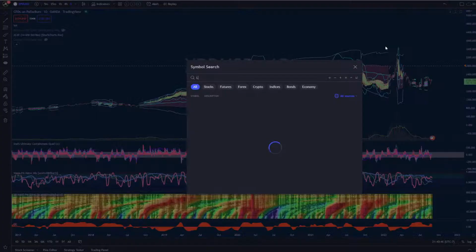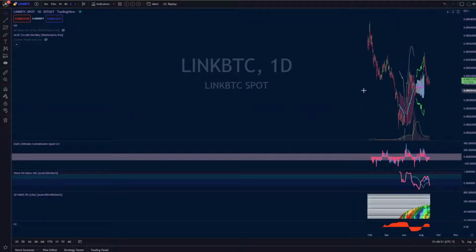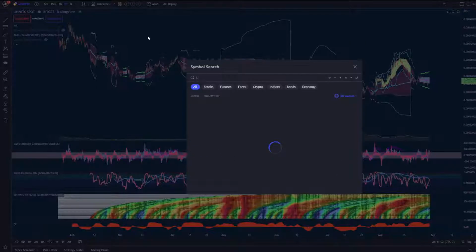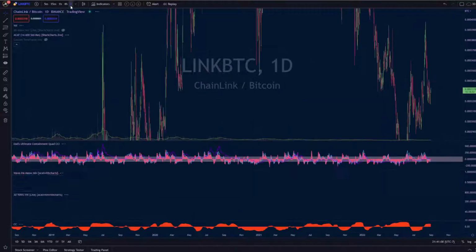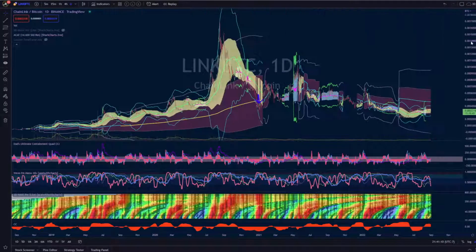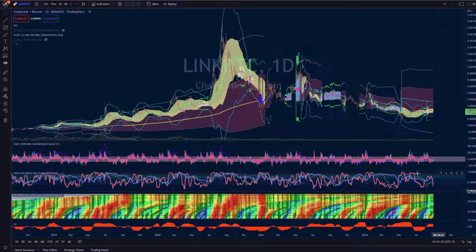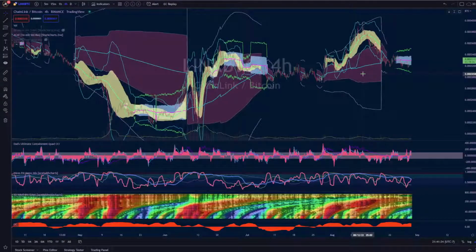Next up, let's take a look at Link. Daily chart. Once again, we are fully compressed. Finally getting around to the period where we should start to see some movement on a lot of coins. 4-hour chart, fully compressed as well.